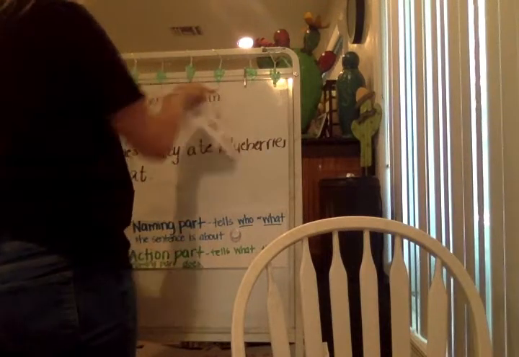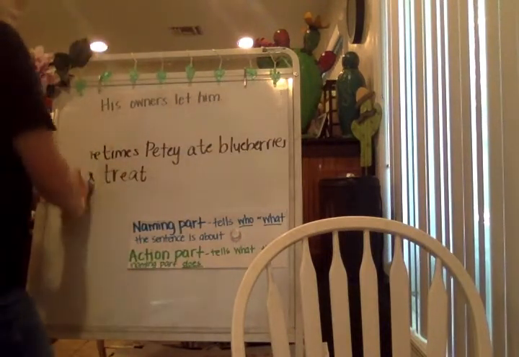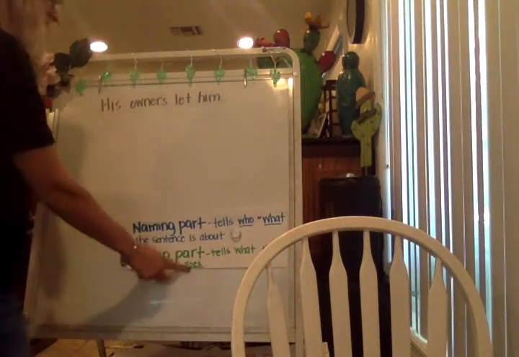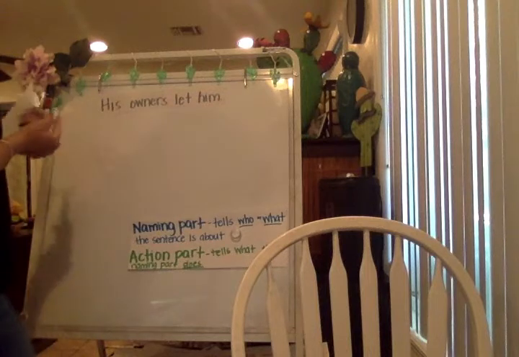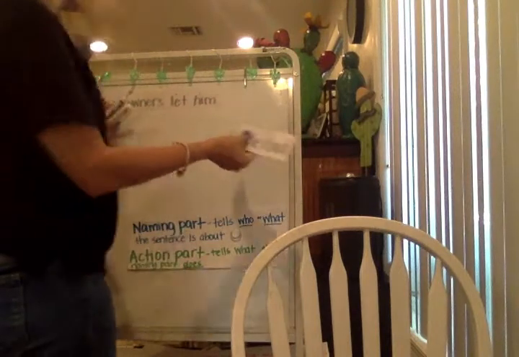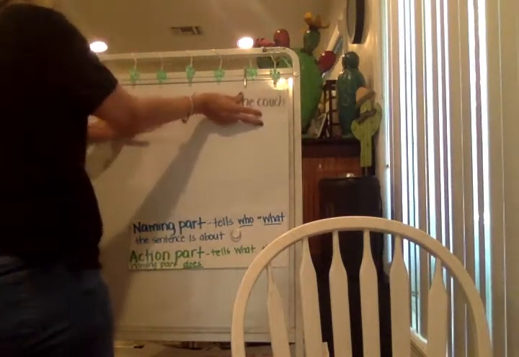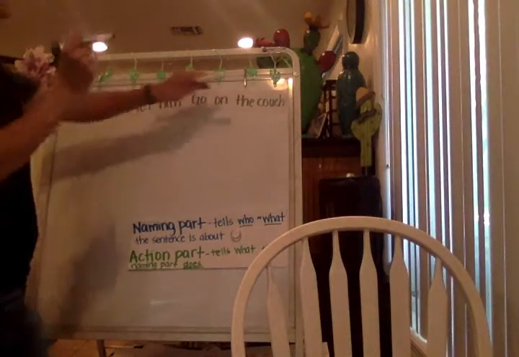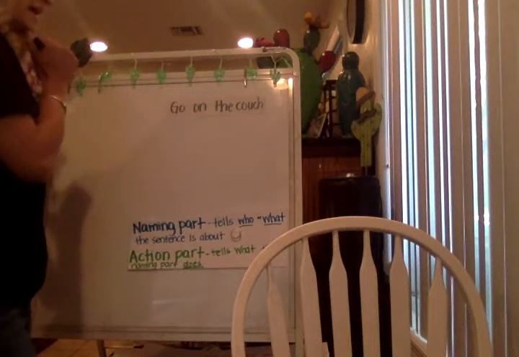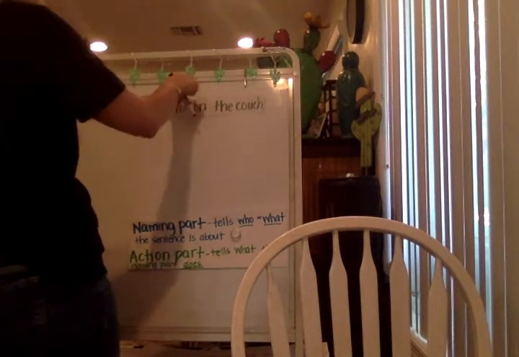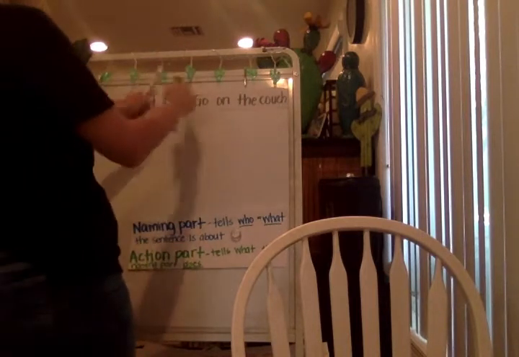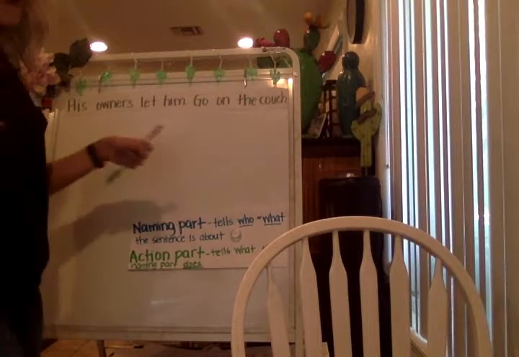All right, so here's the next sentence. His owners let him do what? It's missing what the naming part is. His owners let him do what? Here was the next sentence after that. Go on the couch. So this needs to just be rewritten. If my paper just said go on the couch, that's a command. It kind of goes with this portion. And so we're adding these two items together. His owners let him go on the couch.